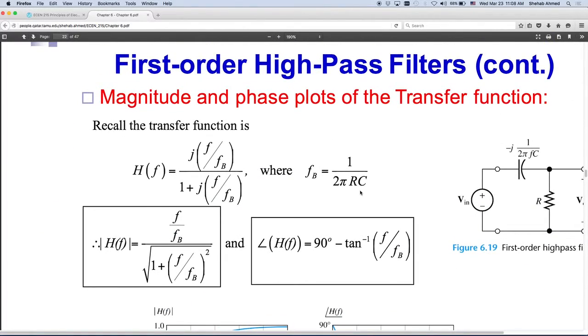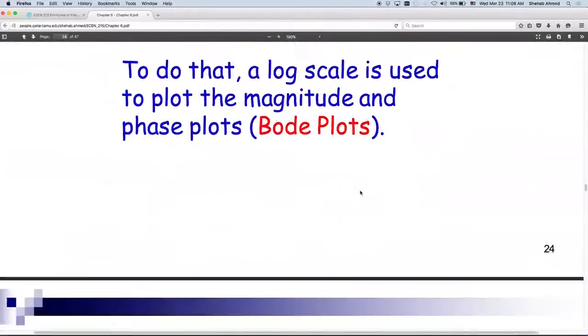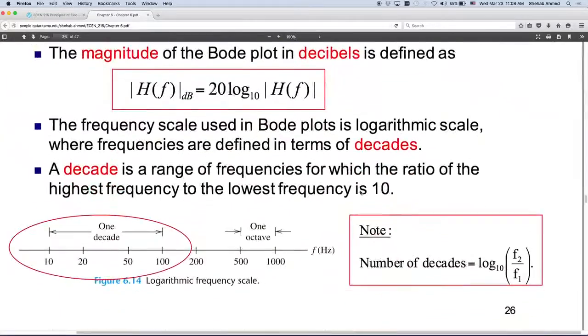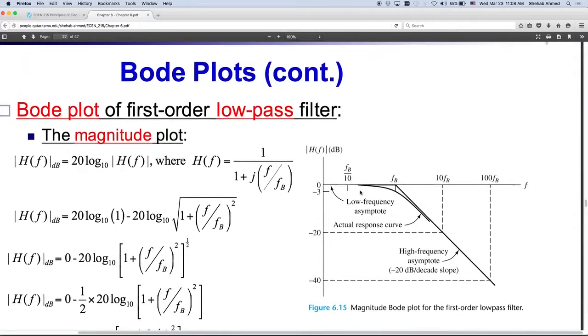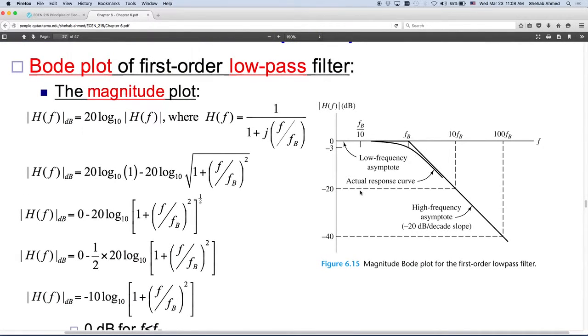Yeah, 1 over 2 pi RC, right? So FB is how you design your circuit, because FB is the break point where this filter starts to attenuate the signal if it's a low pass filter. And it will be the same point where the filter will start allowing the signal to go through with a high pass filter. So this point here, FB, is how you design your circuit, right?